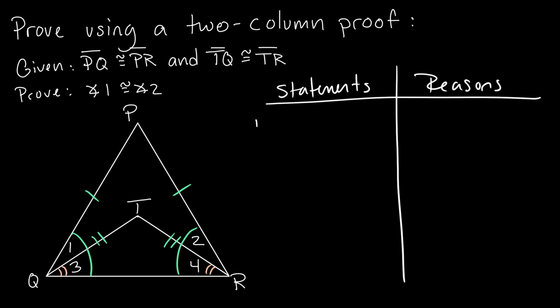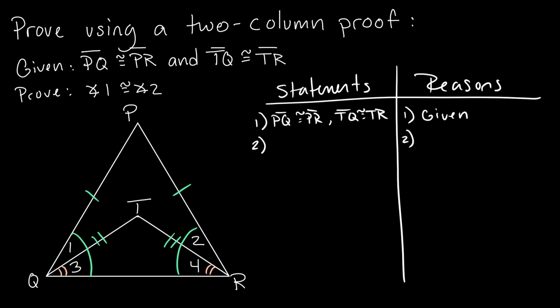All right. So what do we always write first? Good. So we're going to write PQ is congruent to PR, and TQ is congruent to TR. Because why? Given. You have to do it below the sticky part. That's why you take it off.